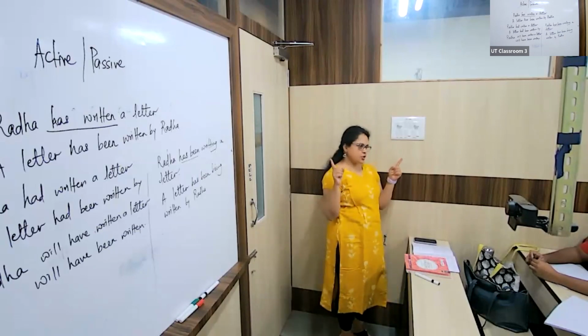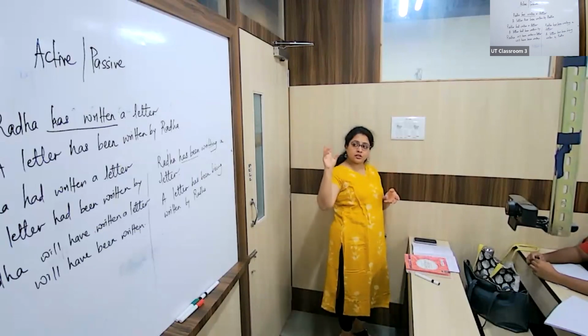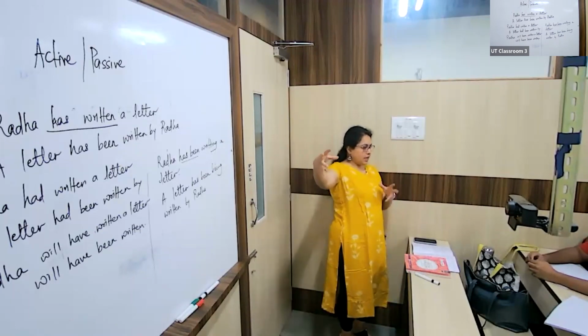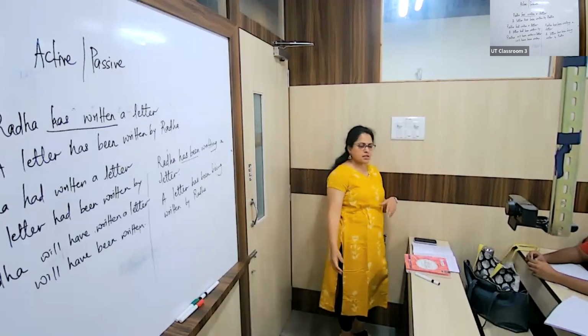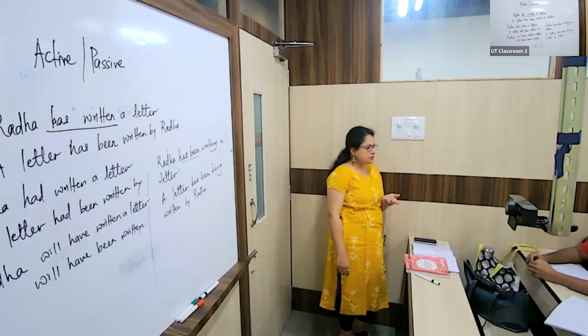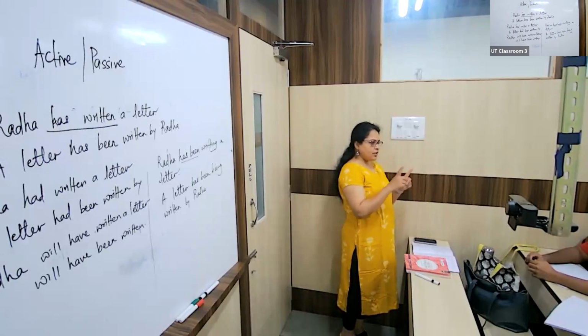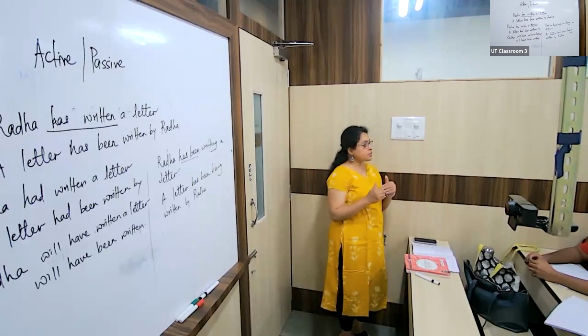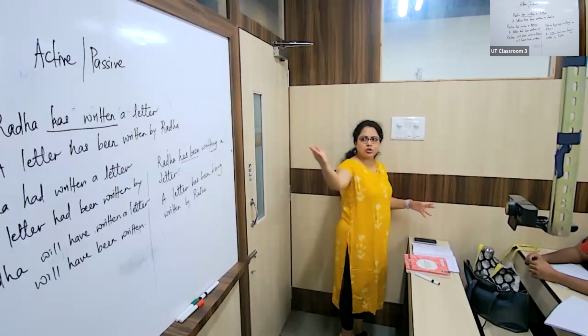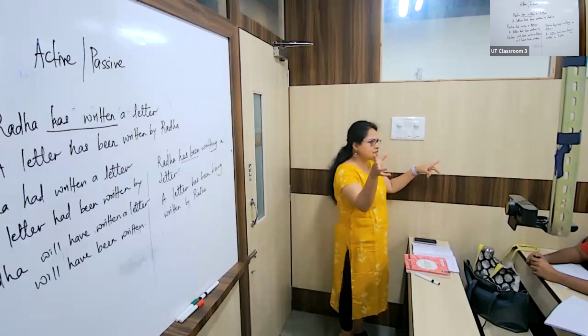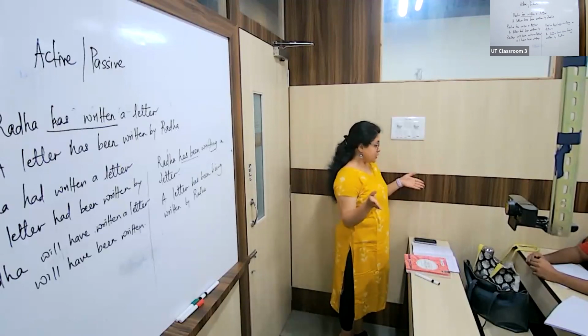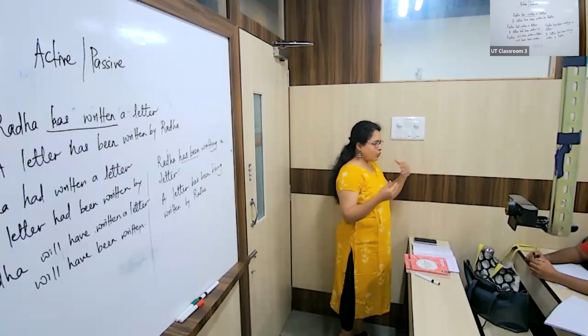Now, because the sentence was small, you could easily identify which thing to bring forward. Otherwise, what you will do is always ask the question. Radha has written what? What has Radha written? A letter. So that letter will come first. So remember, in active passive always ask the question what, and bring the answer to what first. This was a very small sentence, so it was easy to identify. But if the sentence is long, it will be a little difficult. So at that time you will remember what.